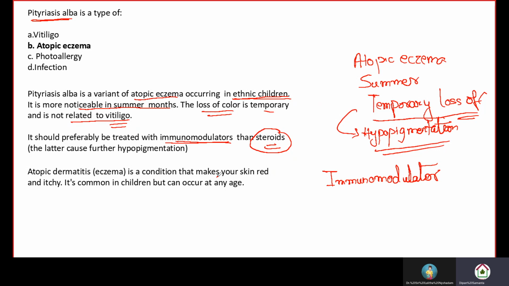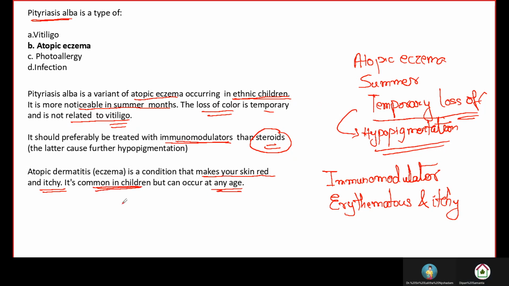Atopic dermatitis, or eczema, is a condition that makes your skin red and itchy. So erythematous skin and pruritic, itchy skin. It is common in children but can occur at any age, though more common in children. This is about pityriasis alba.